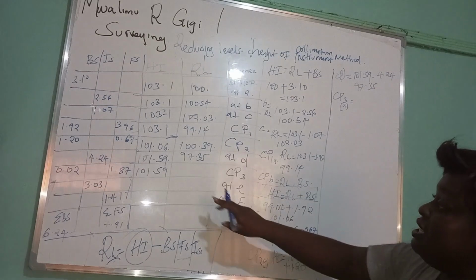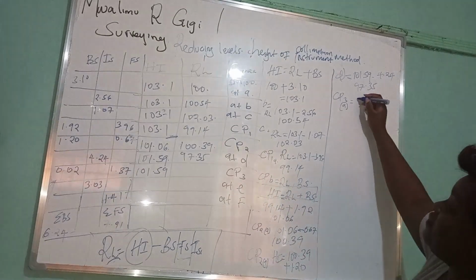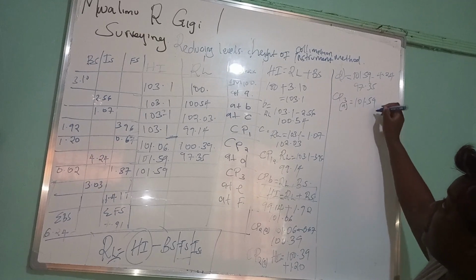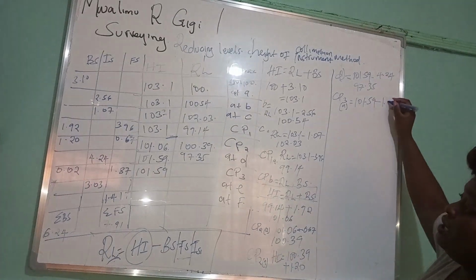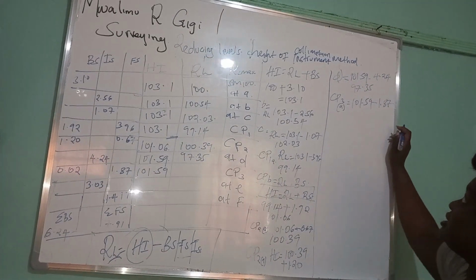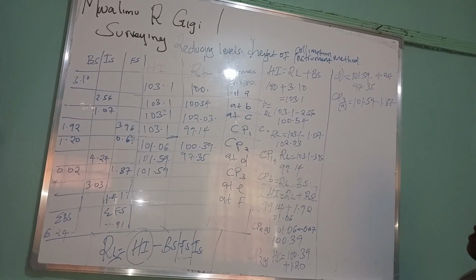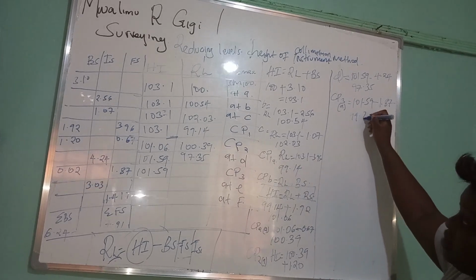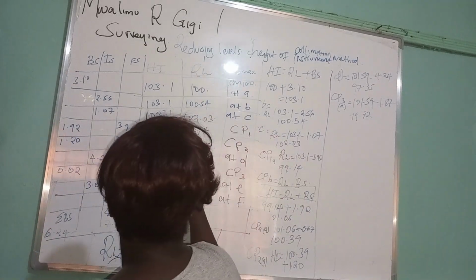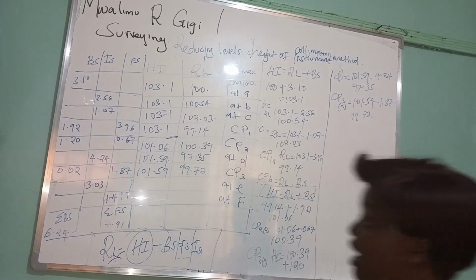At change point 3A, we want to get the reduced level. So we have the height of instrument 101.59, and we have the foresight, 1.87. So to get the reduced level at that point, it is 101.59 minus 1.87. It is 99.72. Then we have a backsight of 0.02.